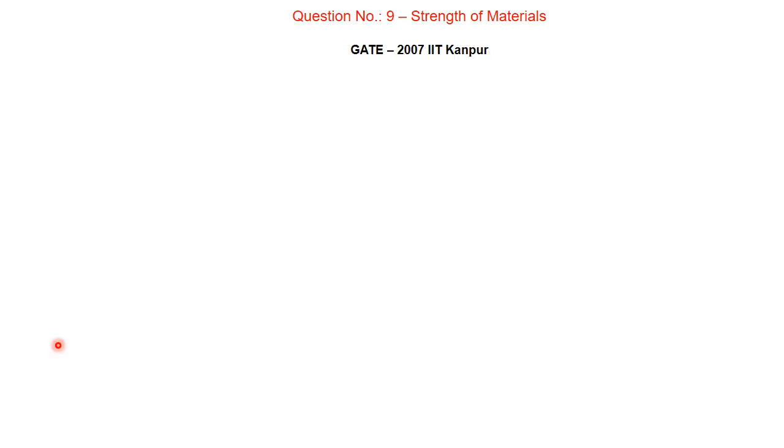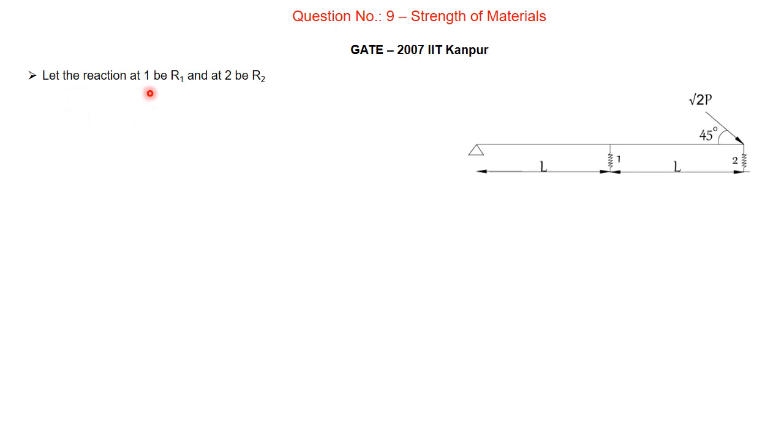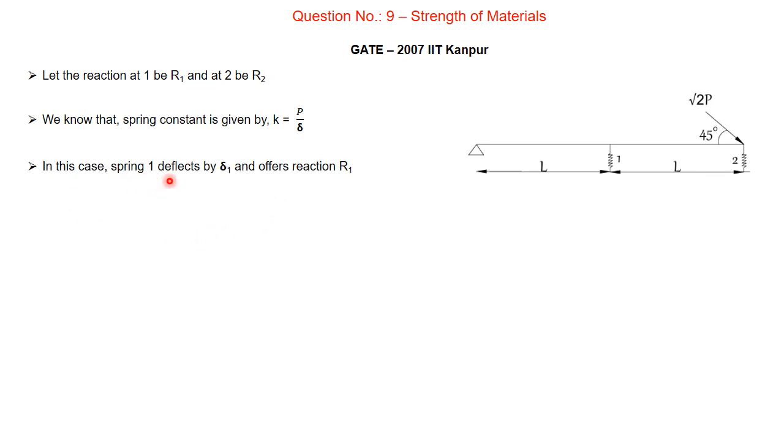And the solution for this question goes like this. Let the reaction at point 1 be R1 and at point 2 be R2. At point 1 where we have a spring, let the reaction be R1, and at point 2 the reaction be R2. We know that spring constant K is given by P by delta. This beam is a rigid beam. This will not deflect internally, but it will have certain settlement because of these springs present over here when the load is applied. Now first spring 1 deflects by delta 1 and offers reaction R1.